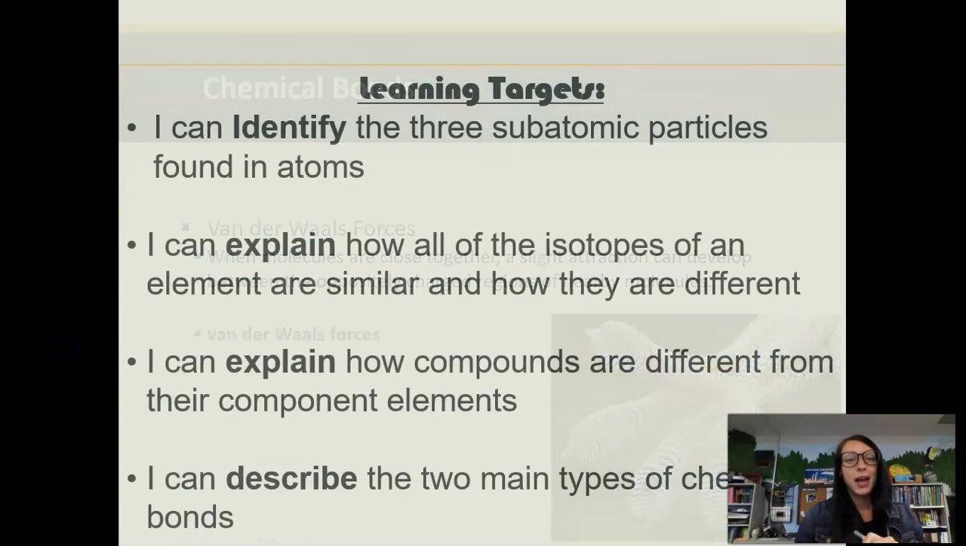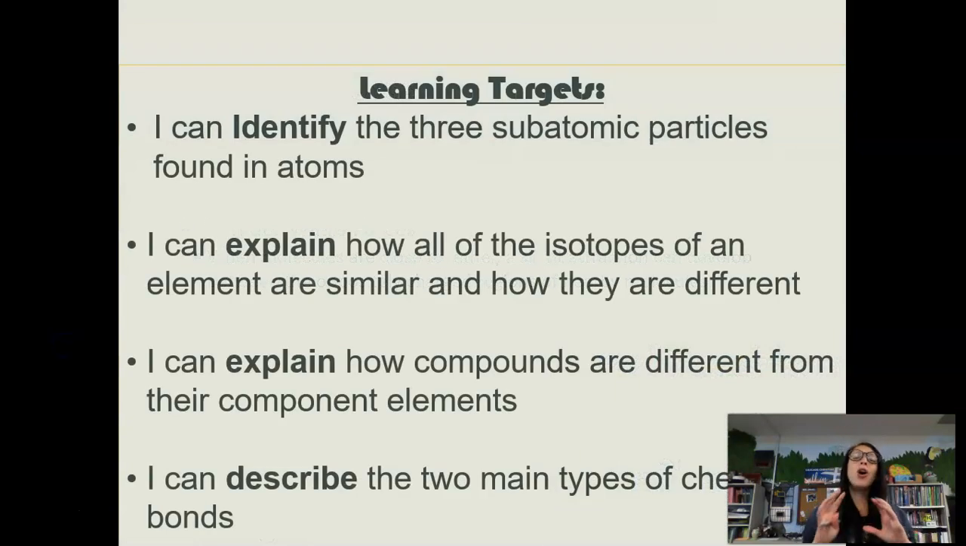So, as a wrap-up, are you able to identify the 3 subatomic particles found in atoms? Take a minute. Protons, neutrons, and electrons. Can you identify some of their properties? Maybe their charge or their mass, or where they're located? Can you explain how all of the isotopes of an element are similar and how they're different?